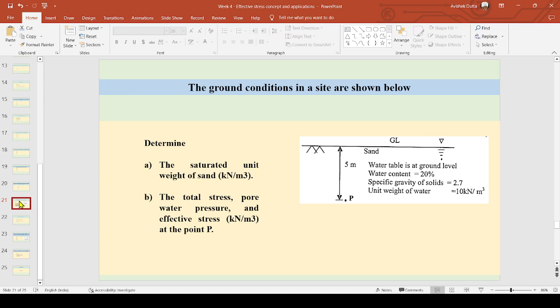Water table is at the ground level. Moisture content is 20%, specific gravity of solids is 2.7 and unit weight of water is 10 kilonewton per meter cube. Find out the saturated unit weight of sand in kilonewton per meter cube, and in the same unit you have to find out the total stress, pore water pressure, and the effective stress at the point P, 5 meter below the ground level.